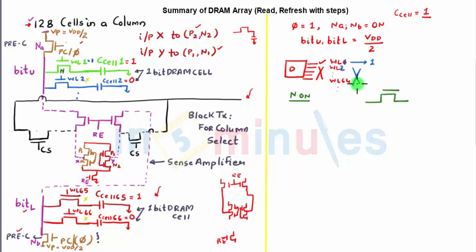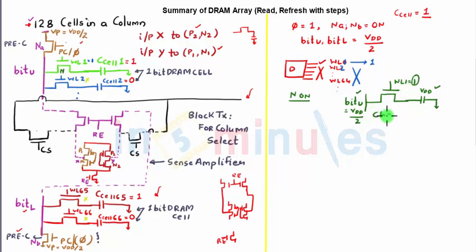Transistor N has one foot which is connected to bit upper, which is nothing but VDD by 2. It is on because word line 1 is equal to 1, and the other foot is connected to a capacitor which is charged to VDD. So we know that one terminal is at VDD, another terminal is at VDD by 2, and word line 1 is 1. That means this is a closed circuit.